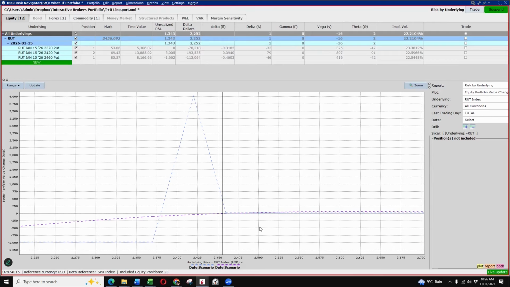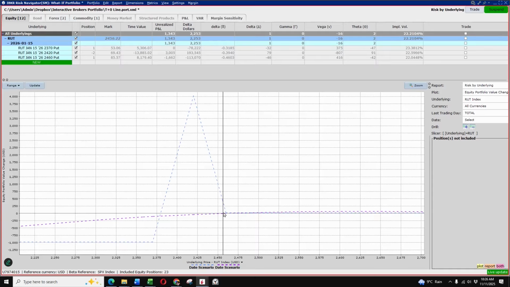The last example we're going to look at is a trade called the rhino. And this is basically a broken wing butterfly on the Russell 2000 index. Very popular income style of trade. And some people call broken wing butterflies or rhino trades vacation trades because you can put them on, you can go on vacation for a week and not a lot's going to happen.